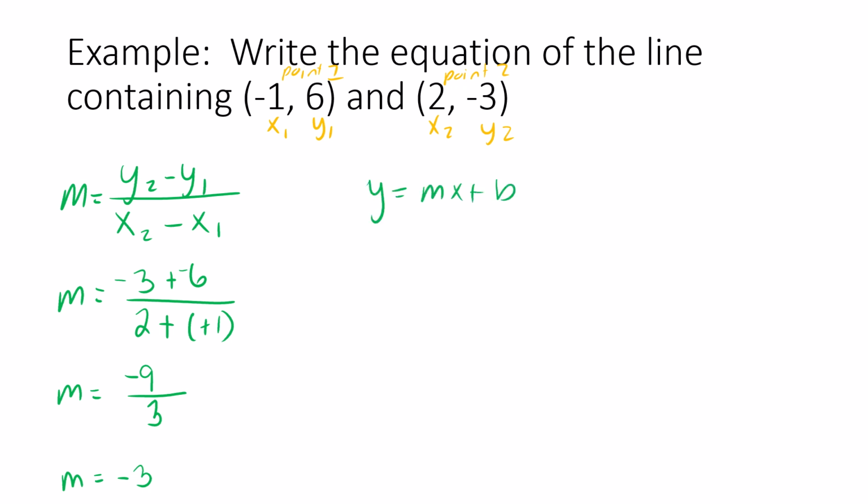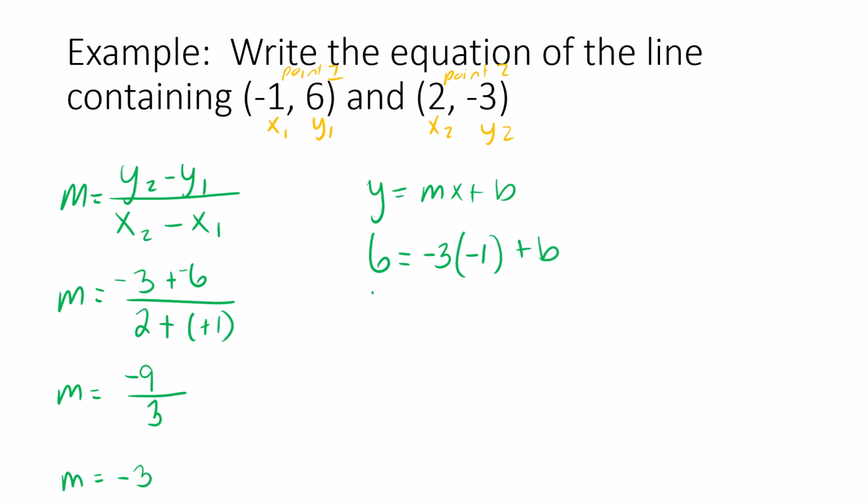And so I'm going to go, I don't know, we'll pick point 1. So we'll use the y coordinate from point 1, which is 6. We have -3 times -1. That's the x coordinate from point 1. So we're just borrowing the y and the x from point 1. And then we'll have plus b.